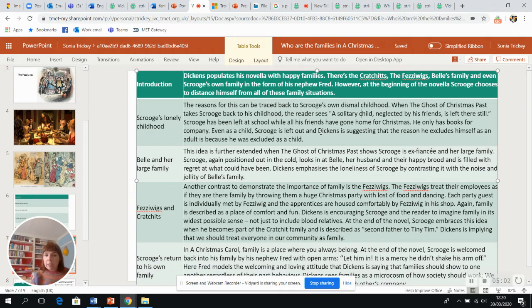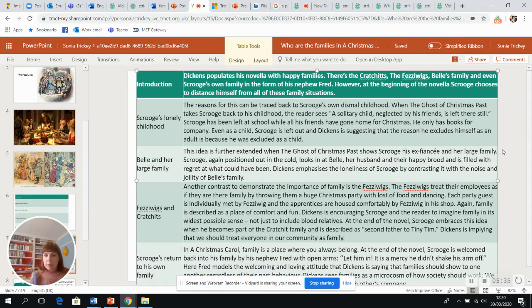Then I'm going to move on to Belle and her large family because they're the next family. Well, the Fezziwigs perhaps are the next family that come up in the novel. So I'm going to link this with some linking words. So I could have said something like, this idea is developed further, or this idea is further extended when the ghost of Christmas past shows Scrooge, I've got a typo there, his ex-fiancée and her large family.